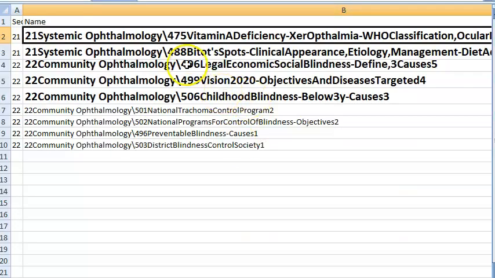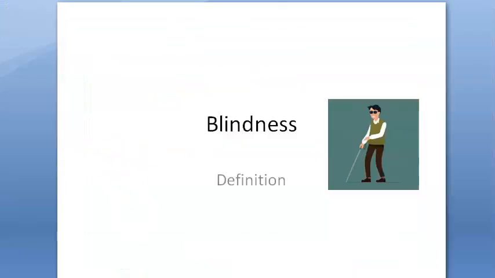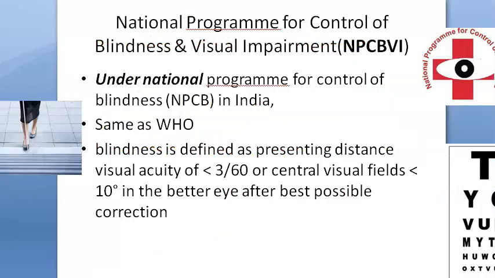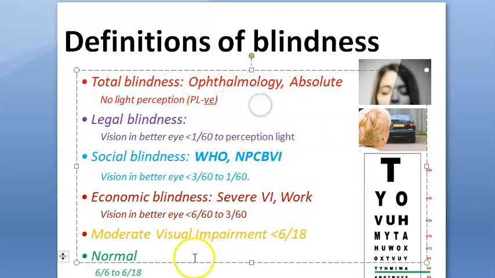Now let us move on to the next important questions. Pitote spots we finished. Legal, economic, social blindness. Define. So you have to define so many types of blindness. So you know this anyways, right? Definition of blindness. There are so many definitions. WHO definition, NPCBVI definition. Look at this. This will summarize everything.